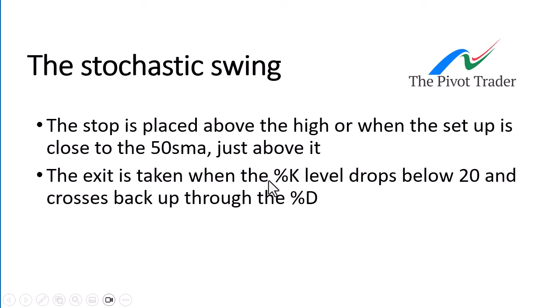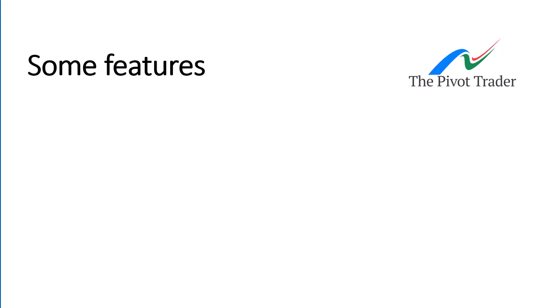Then there's the exit. The exit is taken when the %K drops below 20 and crosses back through the %D. That is pretty much it. Risk amount is 1%. You see how simple it is? It is simple. So some features, we'll look at those in a minute. Let's get on and look.